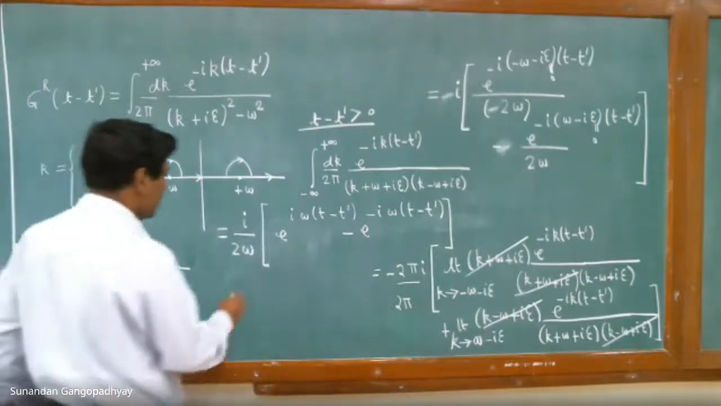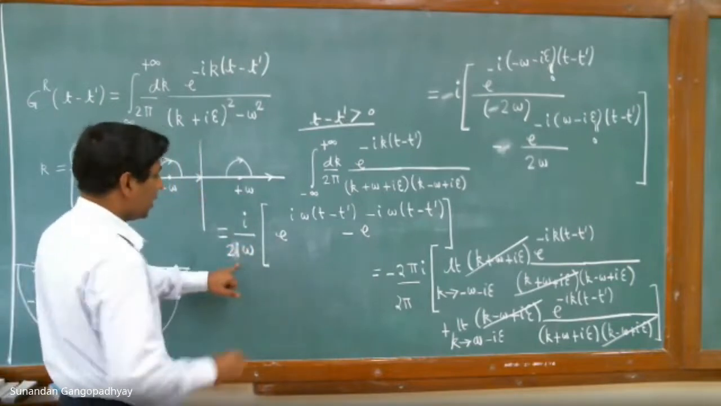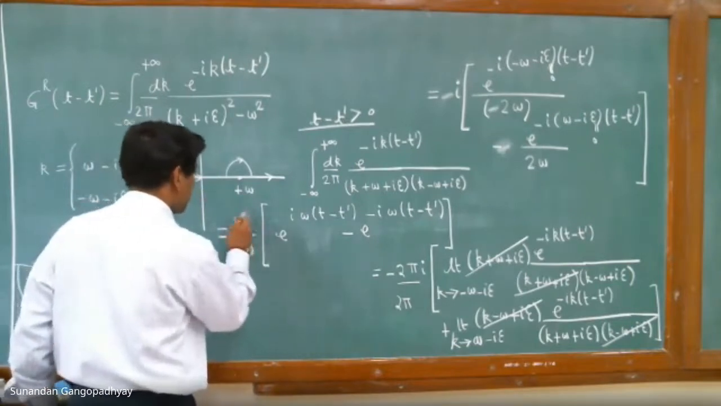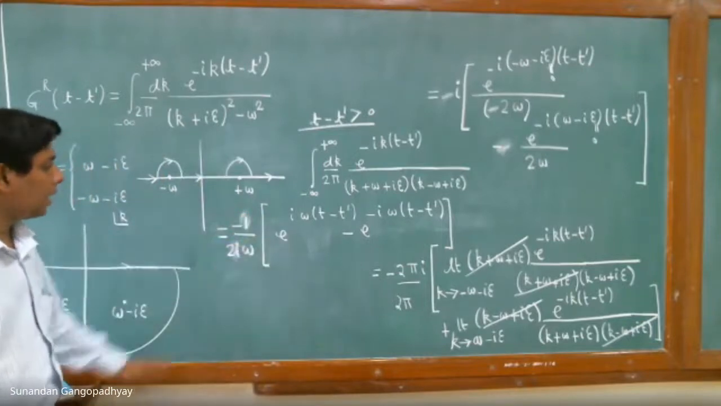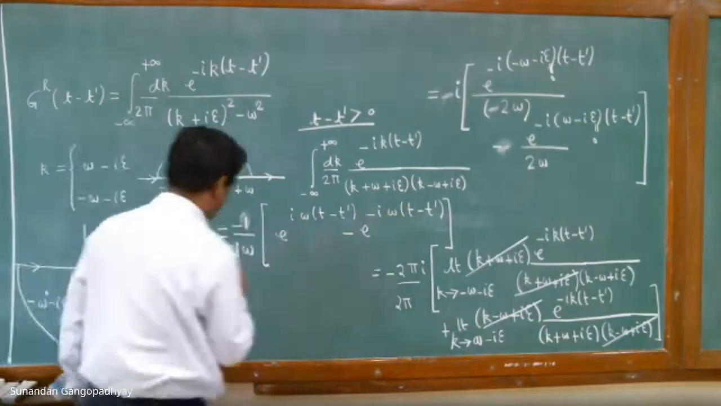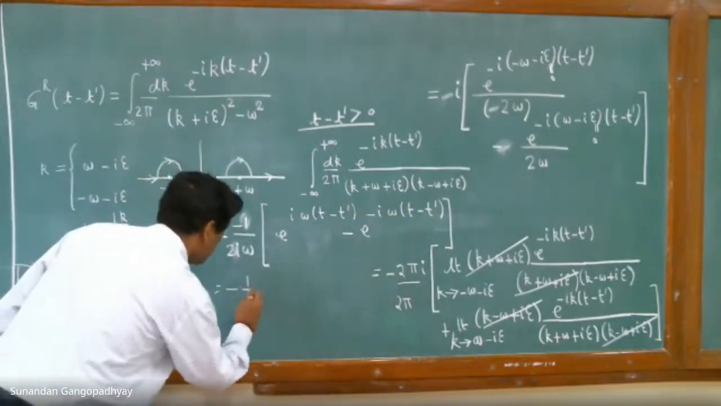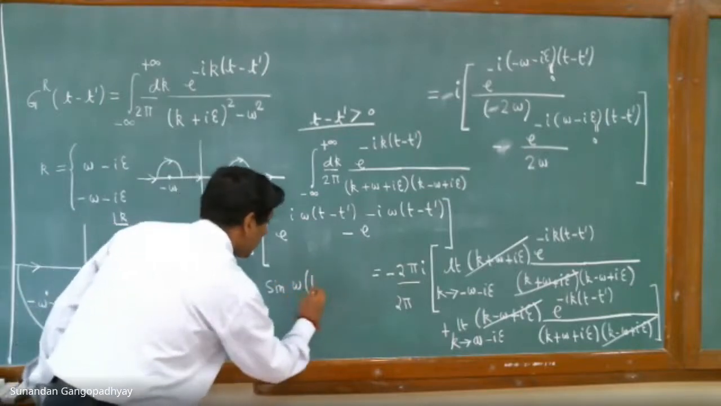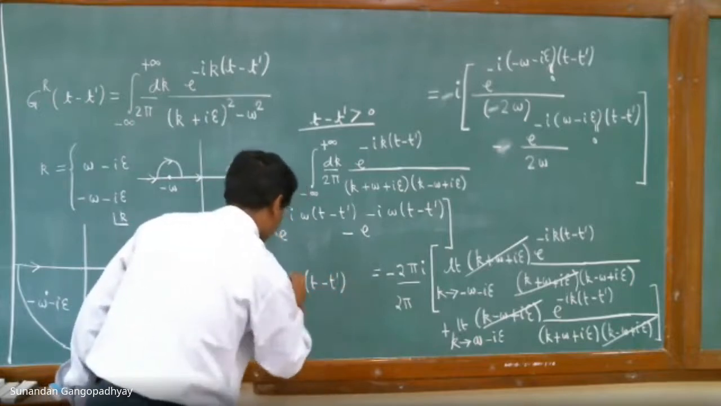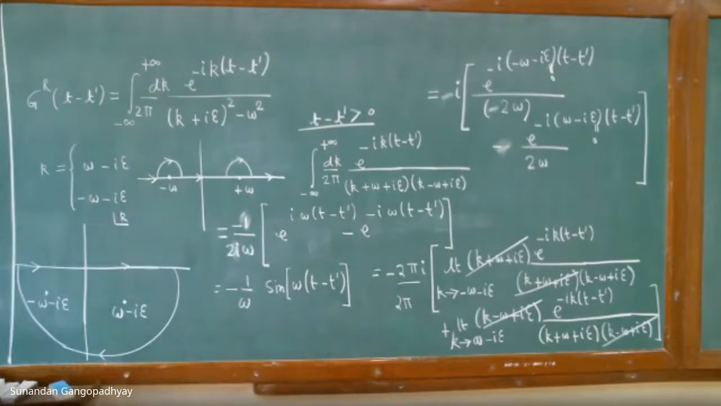And now you can see that if I multiply this downstairs by i, this becomes minus 1. So I have multiplied both numerator and denominator by i, so you get this. And this factor divided by 2i is nothing but sine. So this will give us minus 1 by omega sine omega (t minus t prime). So this is our result. And we should write it.